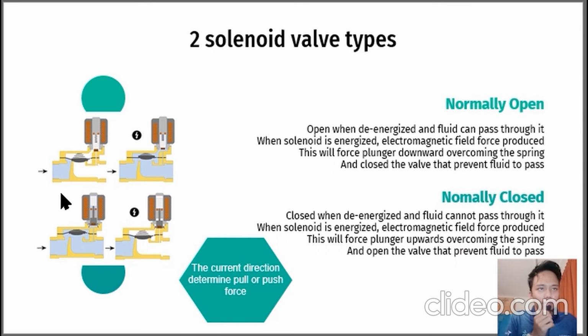For the normally closed valve, when it is de-energized, fluid cannot pass through it. When the solenoid is energized, an electromagnetic field force is produced. This will force the plunger upwards, overcoming the spring and opening the valve so fluid can pass. So how do we determine whether the plunger is pulled downward or upward? It depends on the current direction, which determines the pull or push force.